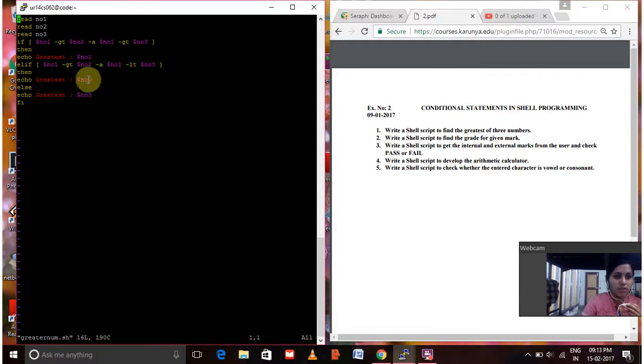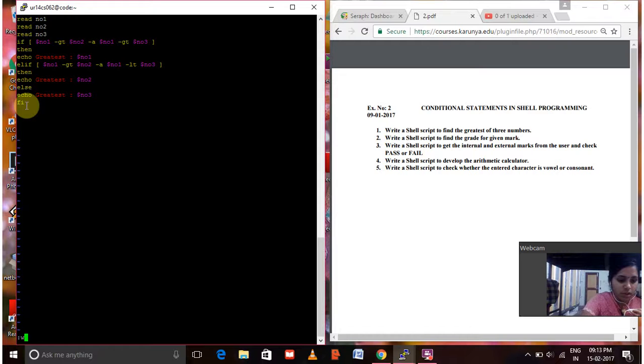Like that we are giving it for number 2, echo greatest number 2, then we are using the else if statement for that, and again the else statement is used, and echo greatest number 3 is found. Since we are using the if statement, we are completing it with fi.